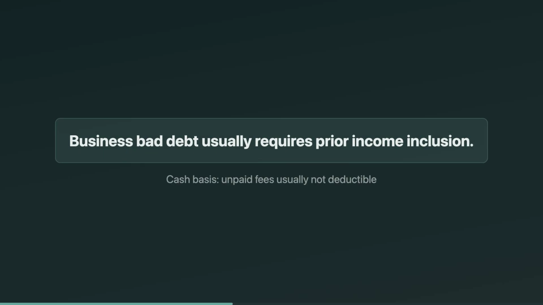Bad debts are a classic accounting method trap. A business bad debt deduction generally requires that the amount was previously included in gross income. That's why accrual method businesses can deduct uncollectible receivables. They already picked up the income. Cash basis businesses usually cannot deduct unpaid customer invoices because they never reported that income in the first place. Another path is a true business loan that becomes worthless, but it must have a real business purpose.